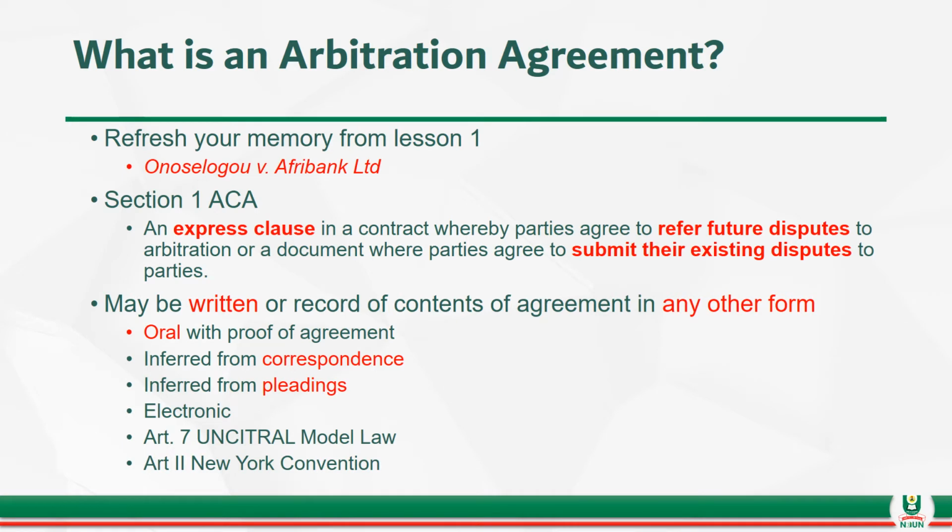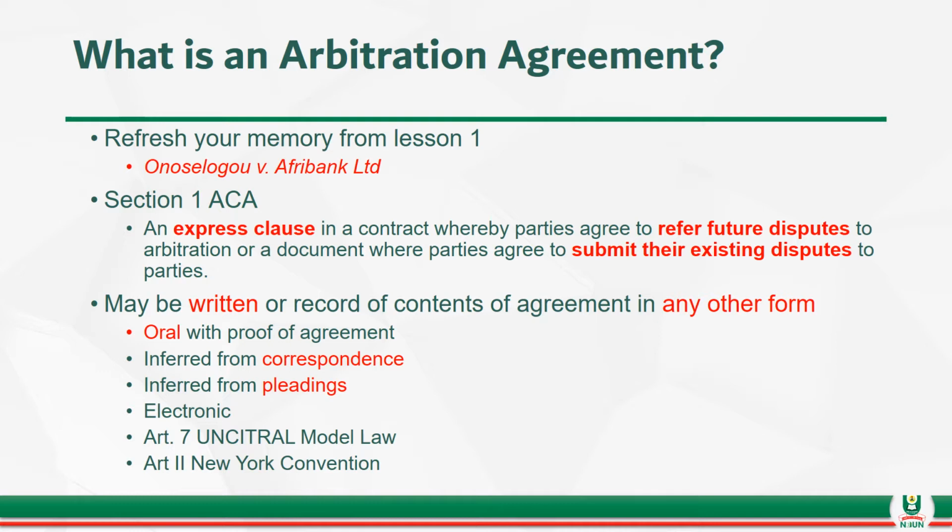What is an arbitration agreement? Remember, we defined arbitration in lesson 1, and we pointed out that the case of Onoselego was actually defining an arbitration agreement. So if you look at section 1 of the Arbitration and Conciliation Act, it says that an arbitration agreement is an express clause in a contract whereby parties agree to refer future disputes to arbitration, or a document where parties agree to submit their existing disputes to arbitration. Note that this definition differentiates between two types of disputes, so we'll look at that later.